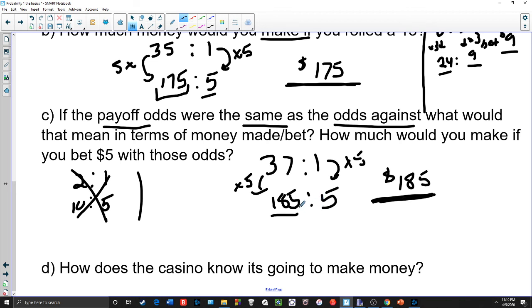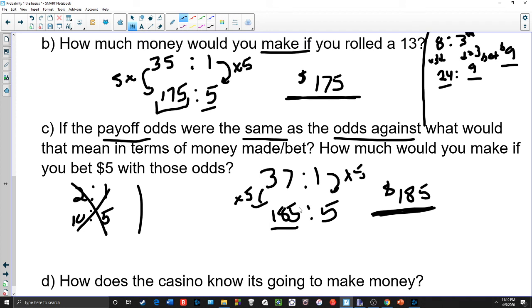So that's it for this one. Again, just a quick recap of the basics of probability, and then we'll expand on this later on in the week.